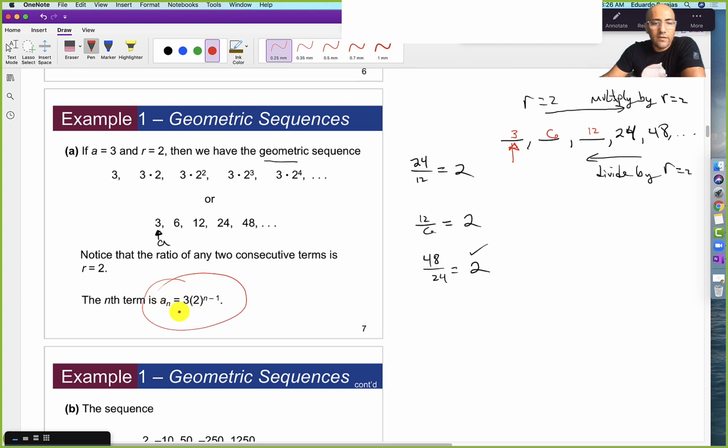Here it is. A sub n is equal to the initial value a times r to the power of n minus 1. That's just using the general form of a geometric sequence, which is a times r to the n minus 1 power.